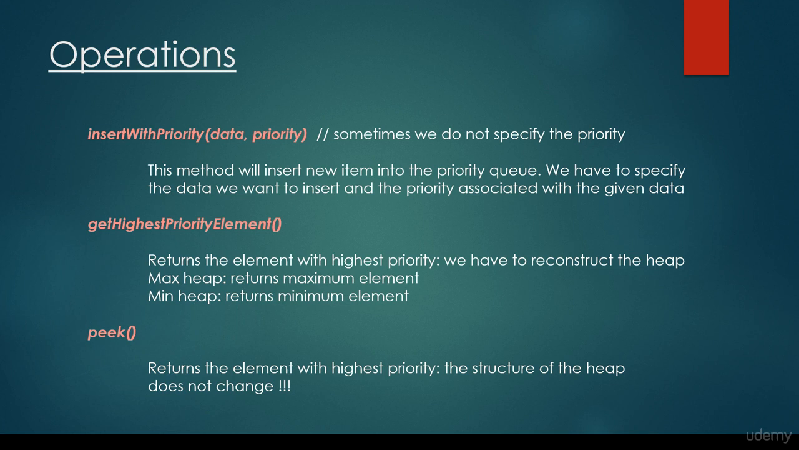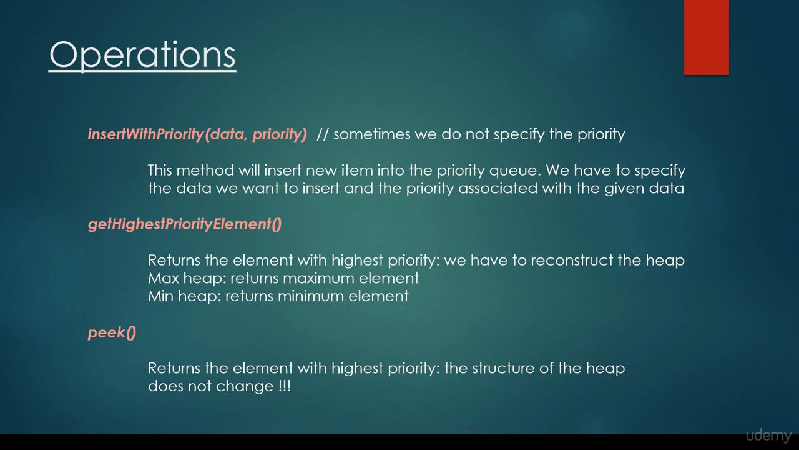We have the getHighestPriorityElement method. It's going to return the element with highest priority. We have to reconstruct the heap every time we return an item, because the structure of the priority queue or the heap has changed. For maximum heap it returns the maximum element. For minimum heap it returns the minimum element. We are going to talk about maximum heap and minimum heap. Basically heaps are going to be tree-like structures, and the root of this tree-like structure is going to be the item with maximum value for maximum heap. For minimum heap, the root node is going to be the item with the minimum value.